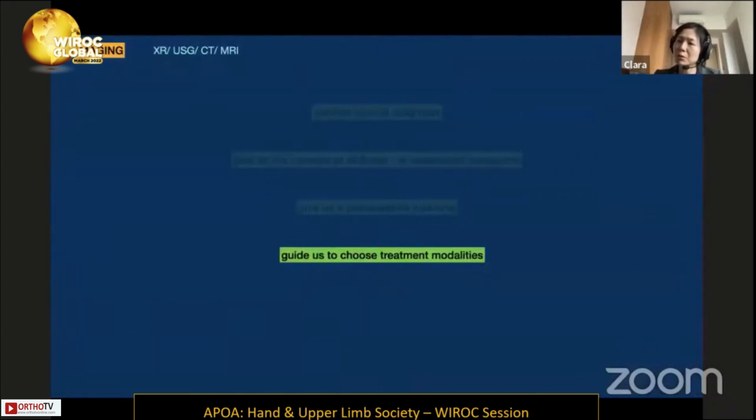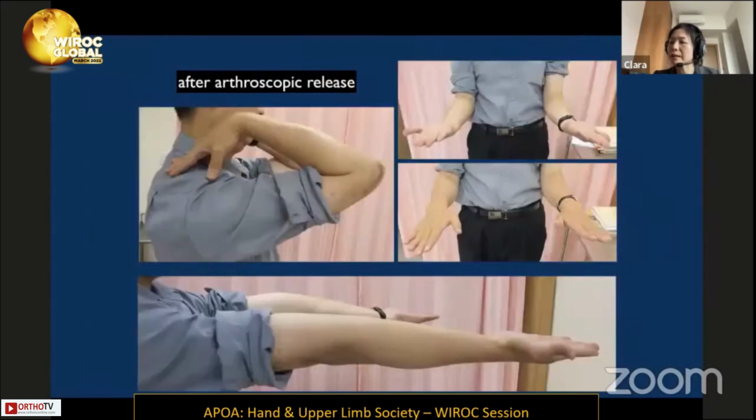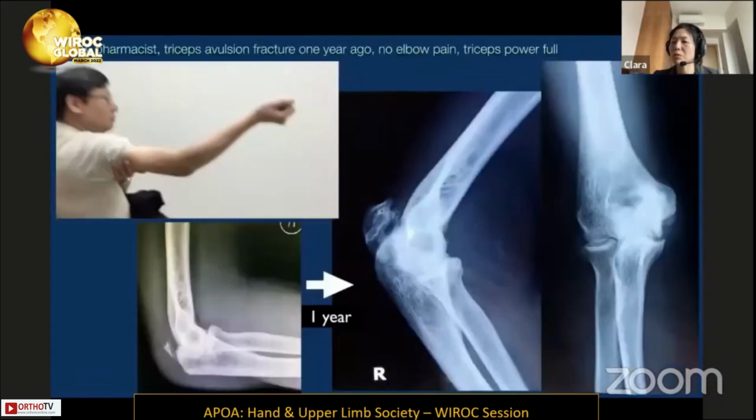Imaging is also helpful to guide us to choose the treatment modalities. This is an example with an olecranon fracture and radial head fracture, and he has limitation of elbow range and forearm pronation range. The CT scan let us know that the implant was not the source blocking the elbow motion. Therefore, arthroscopic removal of those fibrotic tissues, scarring, and heterotopic bone was already adequate to improve his elbow range of motion. Then he doesn't need an open surgery. Then he can enjoy an easy post-operative rehabilitation and achieve good range of motion.